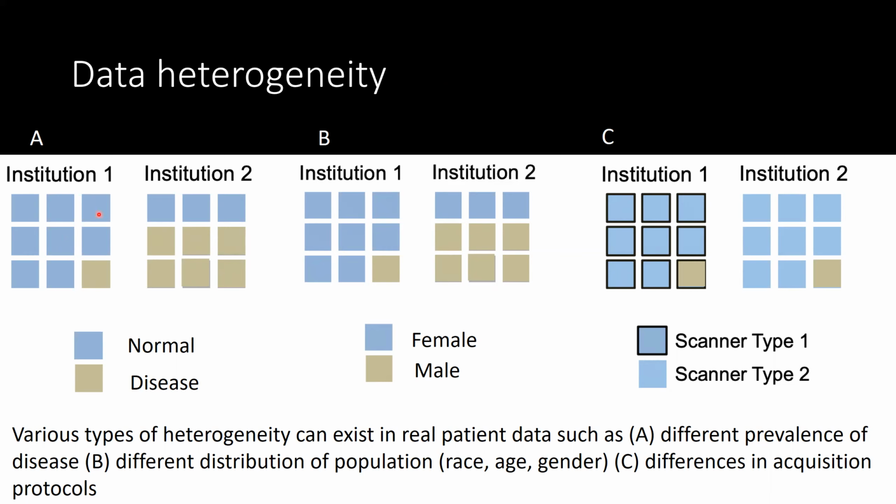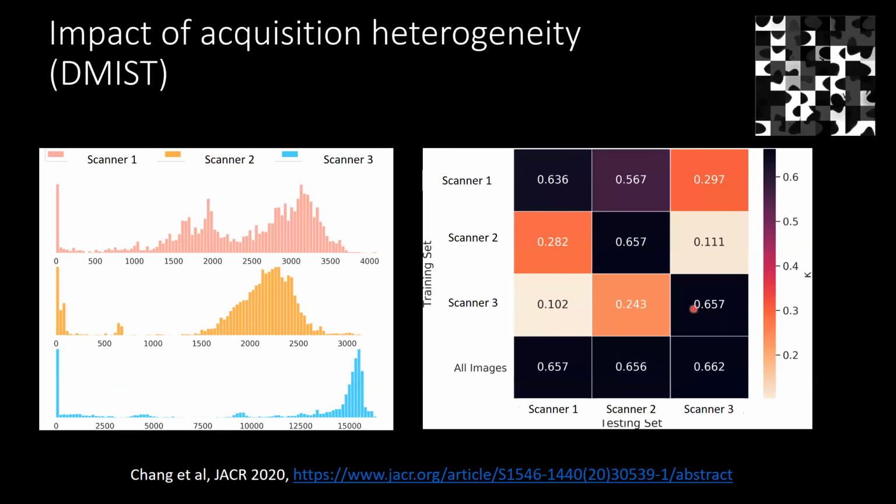Here we can see different prevalence of disease between institutions. Here we can see heterogeneity stemming from different population distribution, so different gender balances, race, age, etc. And here we can see heterogeneity stemming from different acquisition protocols. Any one of these types of heterogeneity can lead to model brittleness, and in most real-world cases, we expect to see all 3 types of heterogeneity.